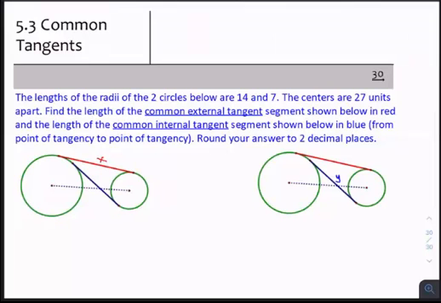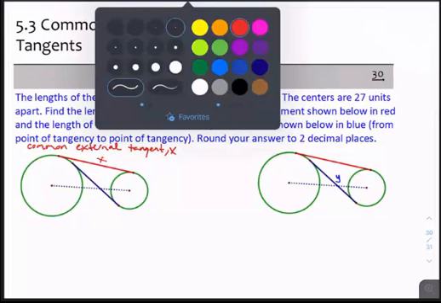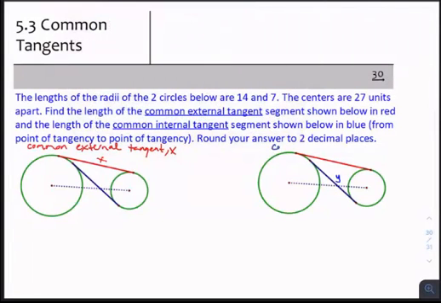The final concept that we're going to look at here are the common internal and common external tangents. I mentioned these in chapter 4 and that we would come back and do some calculations with them later. Here we have a common external tangent, x, and here in blue we have a common internal tangent.